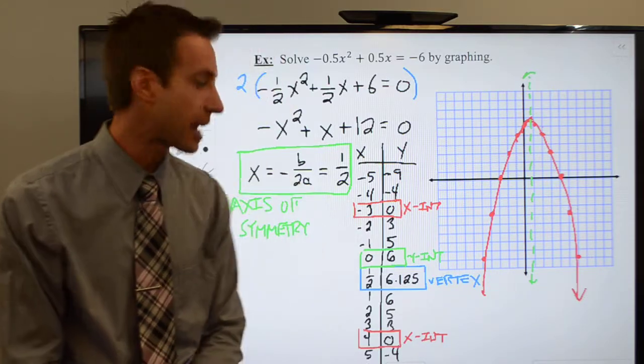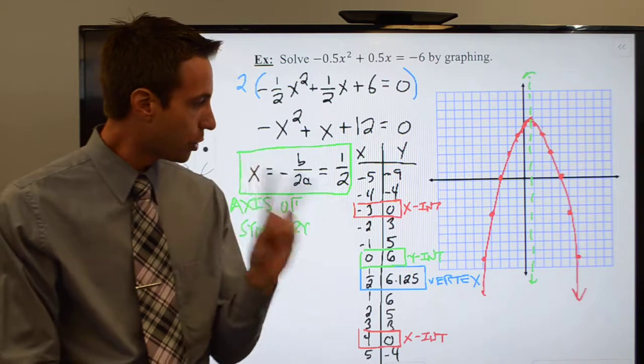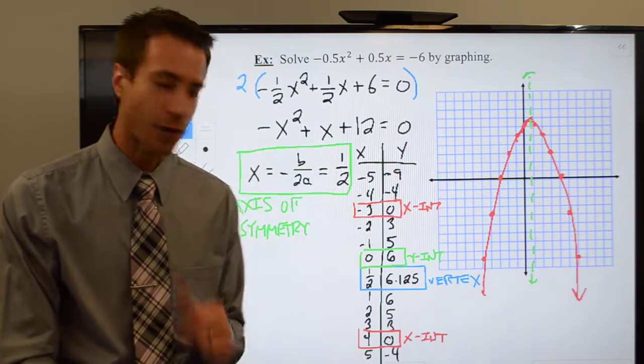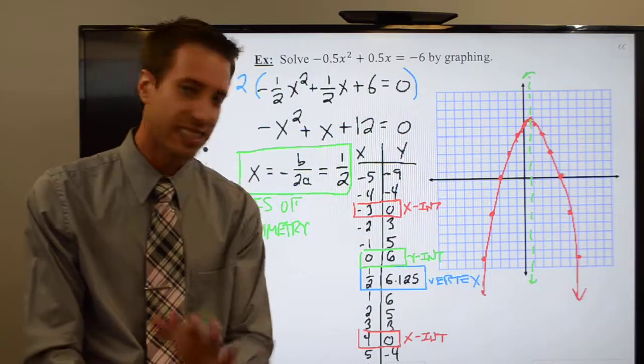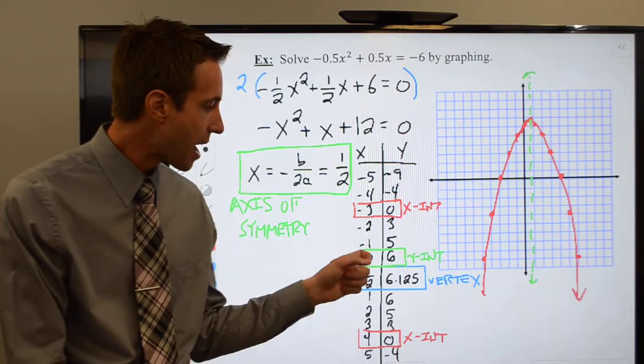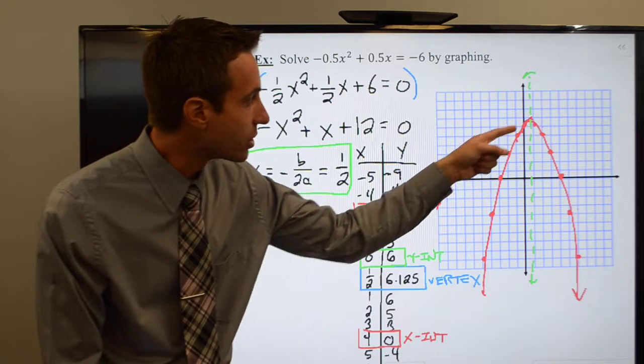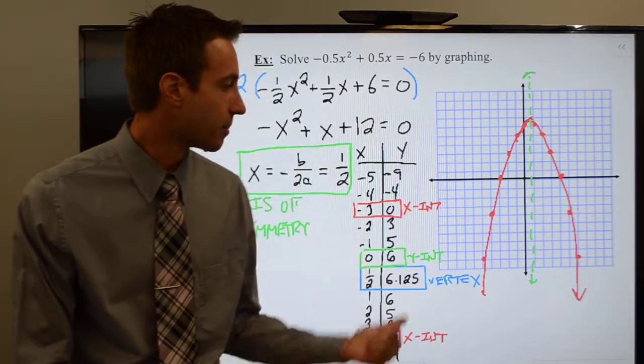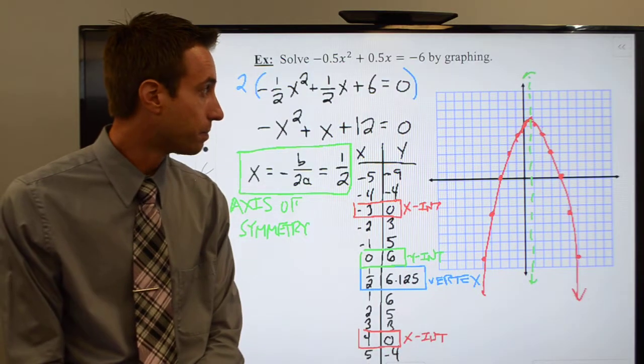And again, remember the things I'm going to ask you for. I'm going to ask you for the roots, which you have 2 of, -3, 0, and 4, 0. I'll ask you for the vertex, which is at 1/2 and 6.125, and the y-intercept, which is at 0, 6. And again, all of that information comes right off of the table.